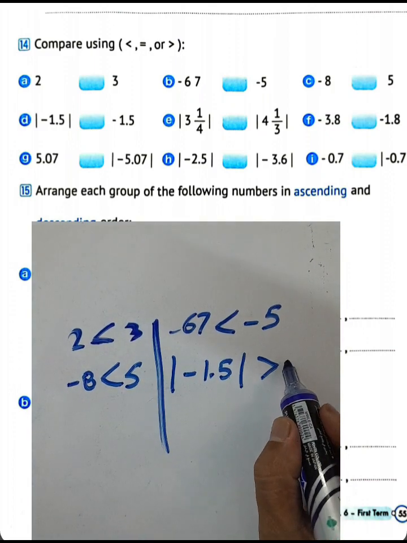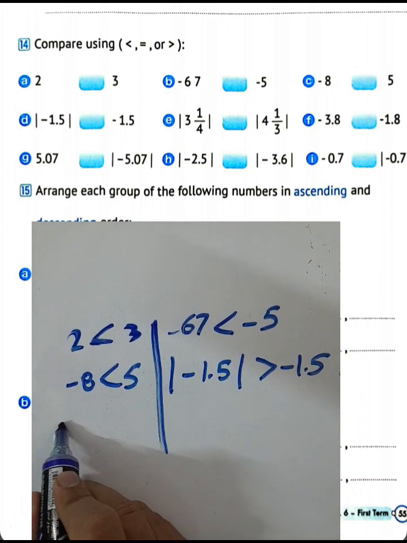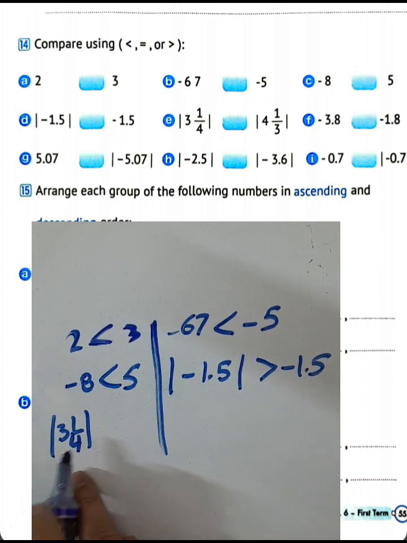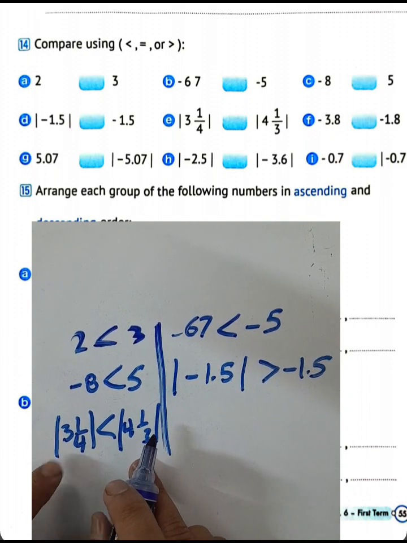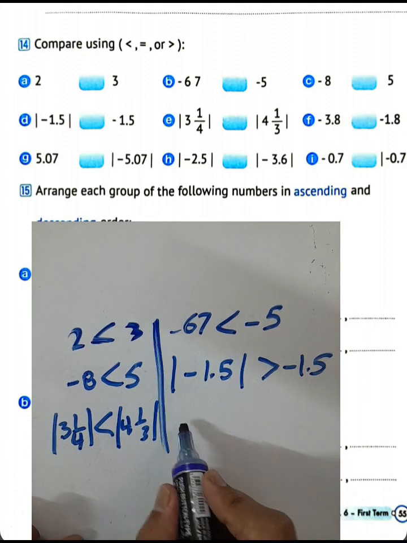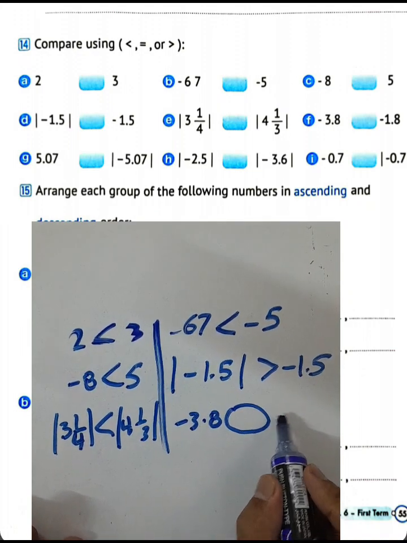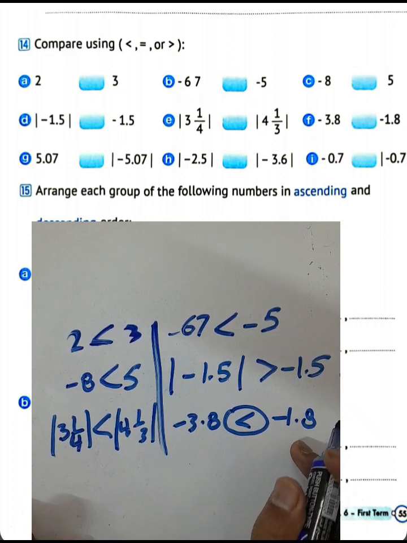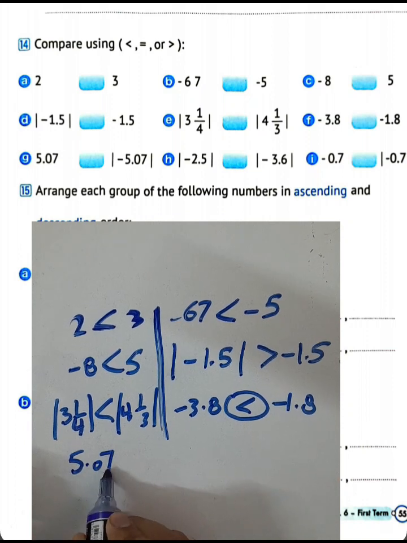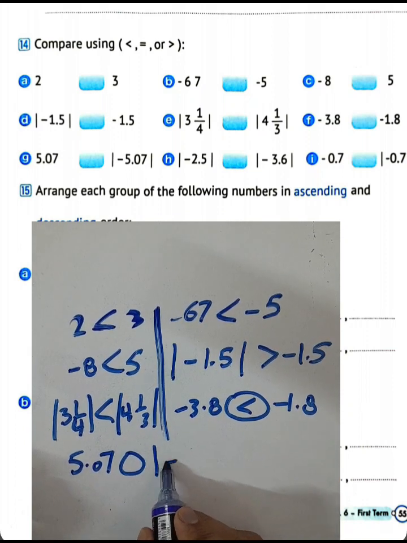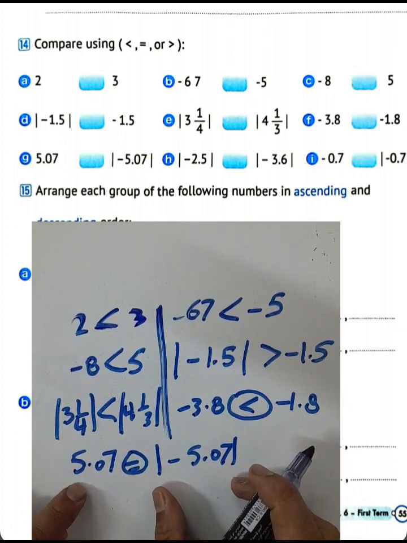is greater than negative 1.5 because it will be positive. And absolute value of 3 and 4 over 4 and 3, it will be greater than, positive and positive, and 4 is greater than 3. Negative 3.8 or negative 1.8, it will be greater than this number because it is nearest to 0. 5.07 or absolute value of negative 5.07, it will be equal to this number.